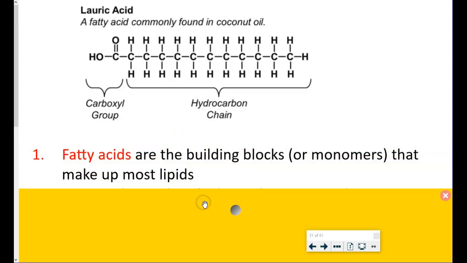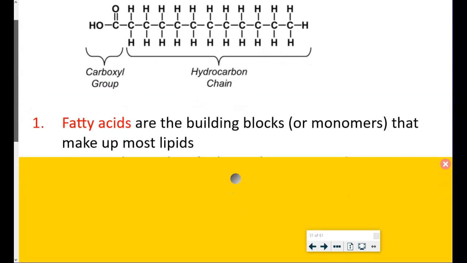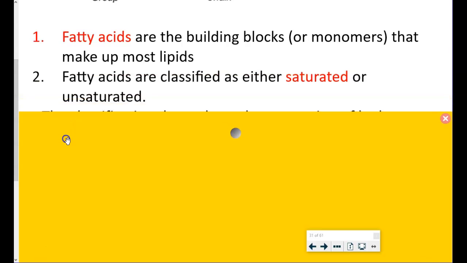All right, so this is a fatty acid. A fatty acid is the building block, or the little monomer piece, that makes up lipids. This is the small single piece, and we can put a whole bunch of them together to make bigger molecules in your body.